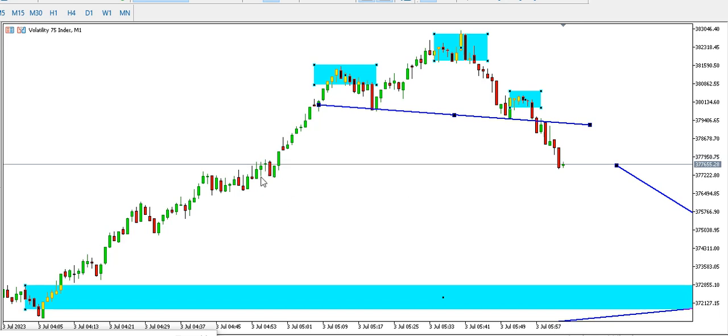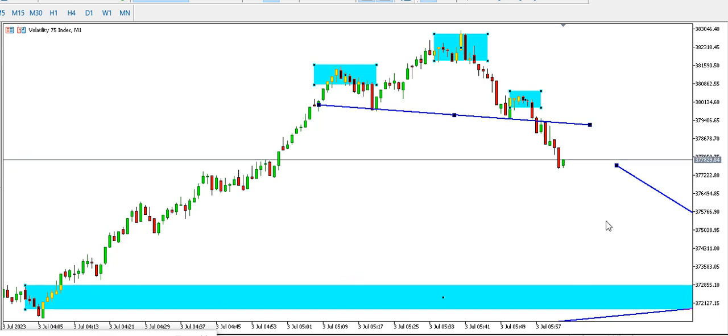We have this order block. We have another order block, and another order block. These are levels where price may likely find support and start to go up.